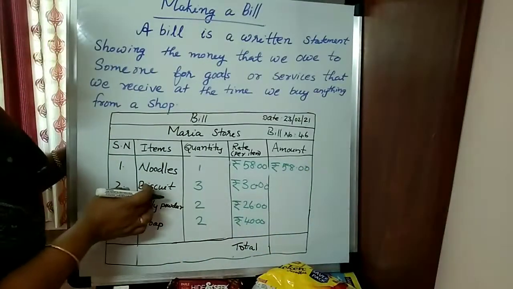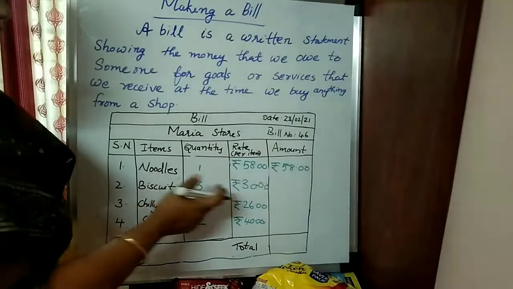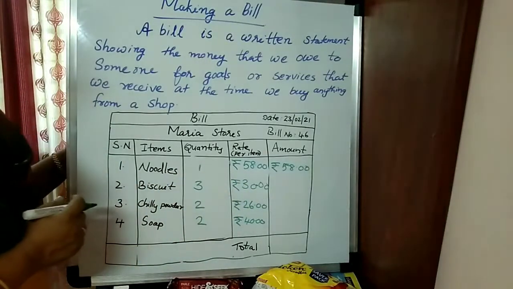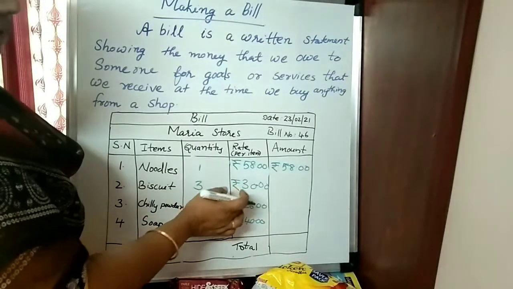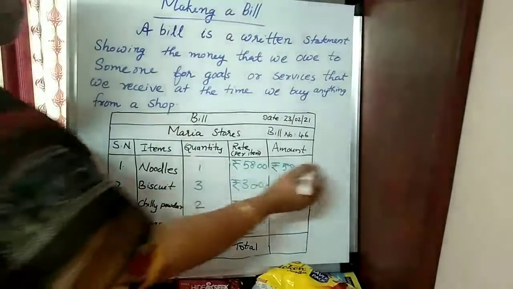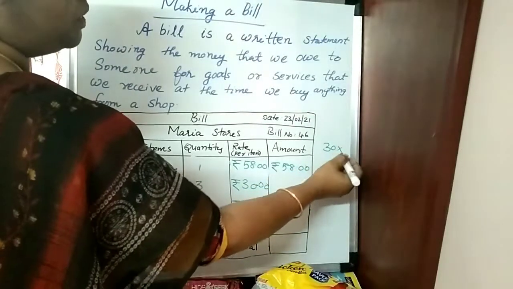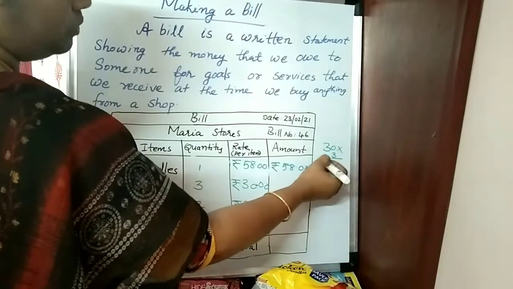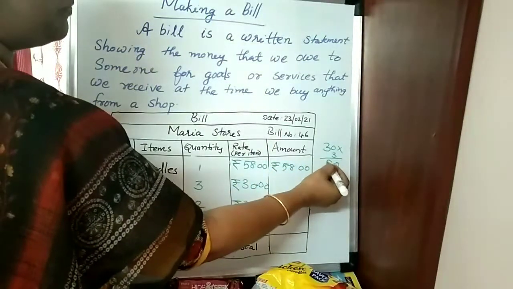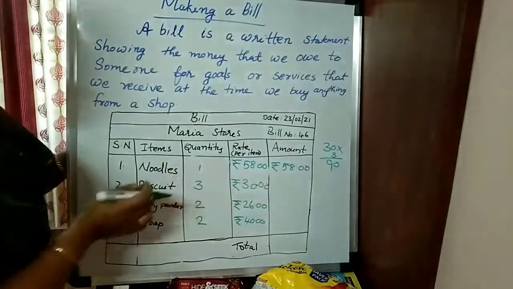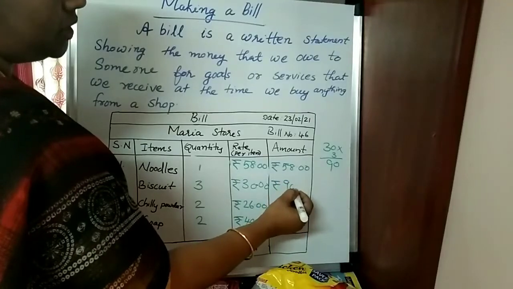Then our next item. How many packets of biscuits are there? 3 packets. Each costs 30 rupees. So what is the total amount? 30 into 3. There is no paisa, so you just multiply 30 into 3. 3 zeros are 0. 3 threes are 9. So what is the amount of the biscuits? Rupees 90.